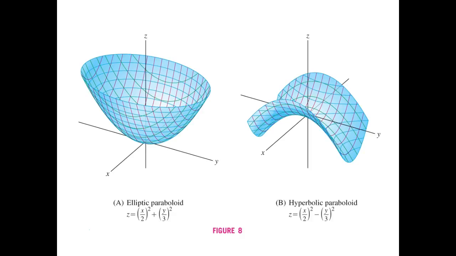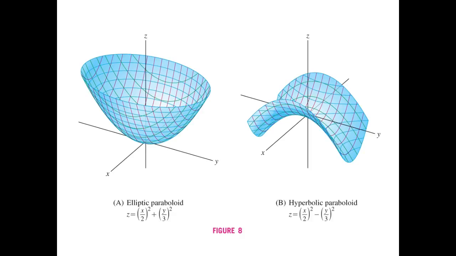Your horizontal traces are ellipses, with the major axis being the y here and the minor axis the x of the various ellipses that are your horizontal traces. But your vertical traces, the purple ones here when y is constant, and the green ones over here when x is constant, just give you parabolas going up and down. On this one, going up in both cases.